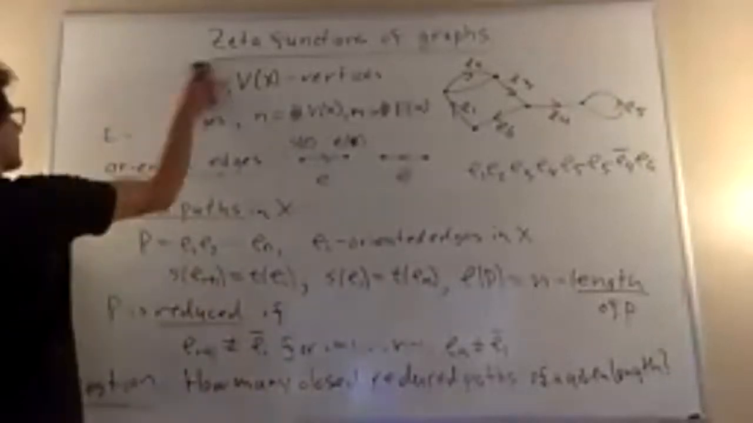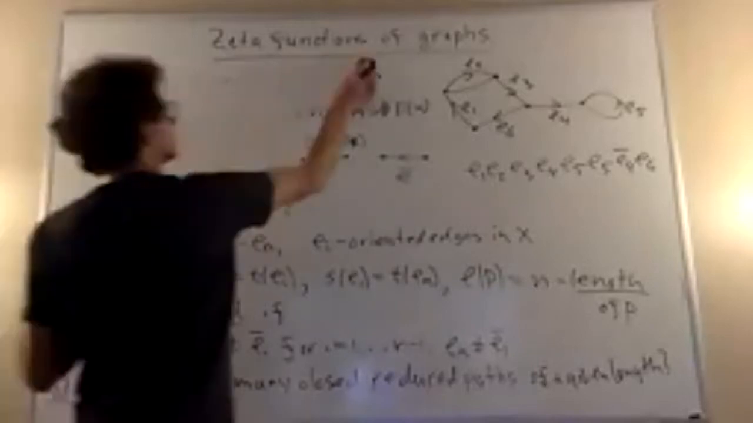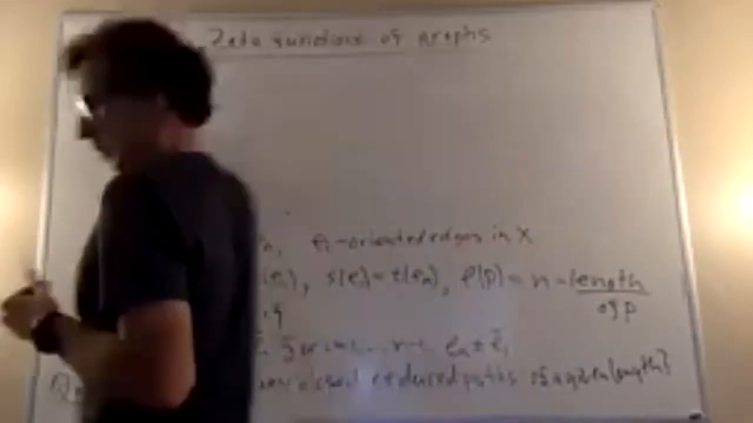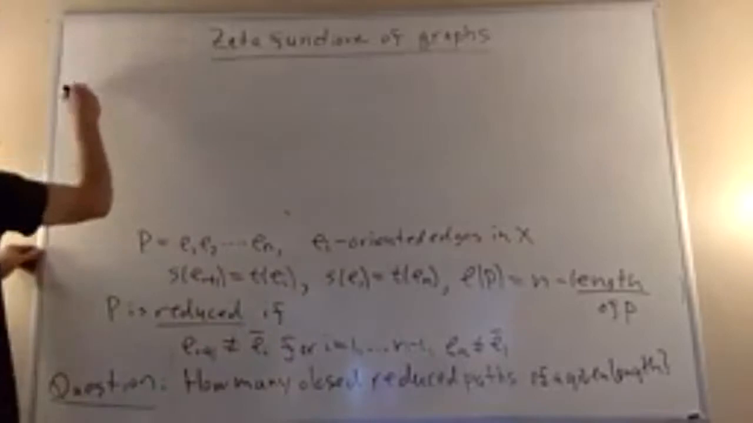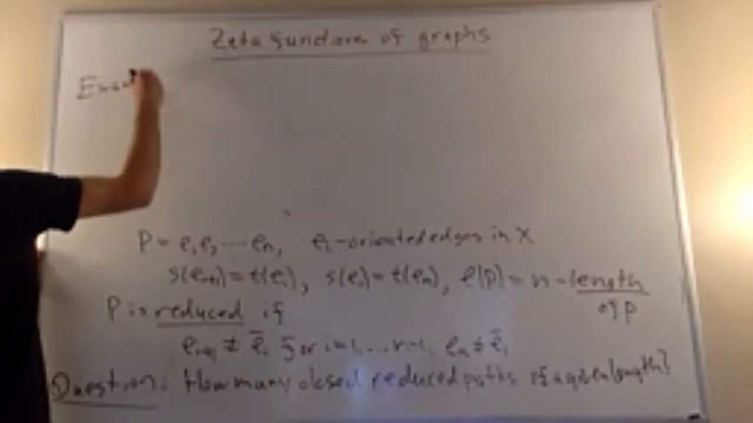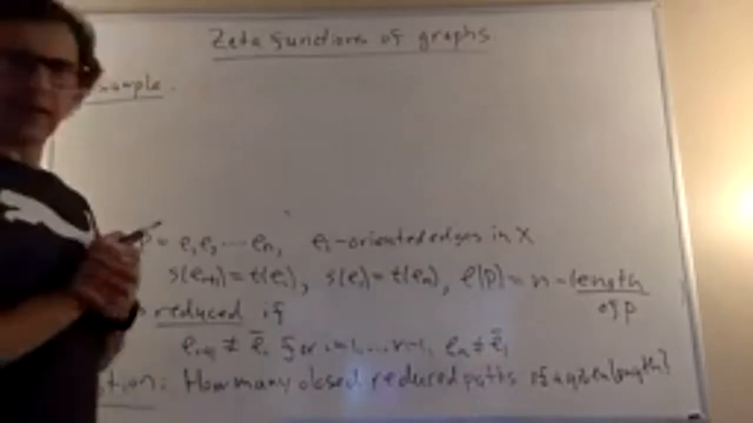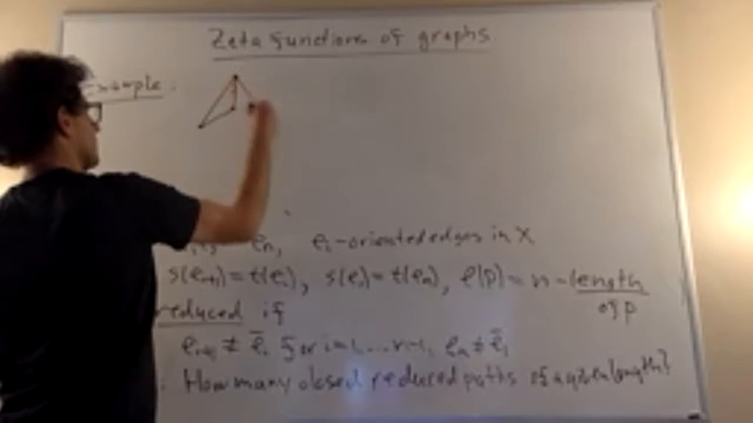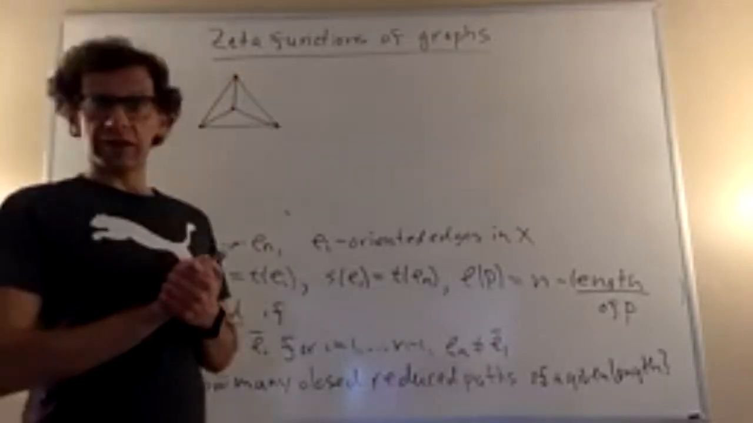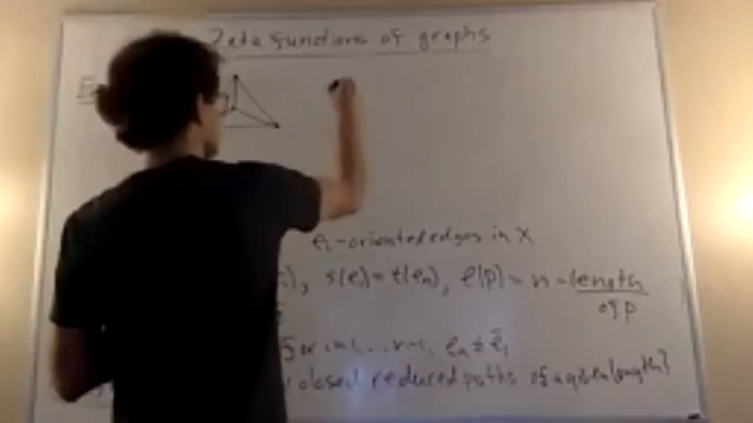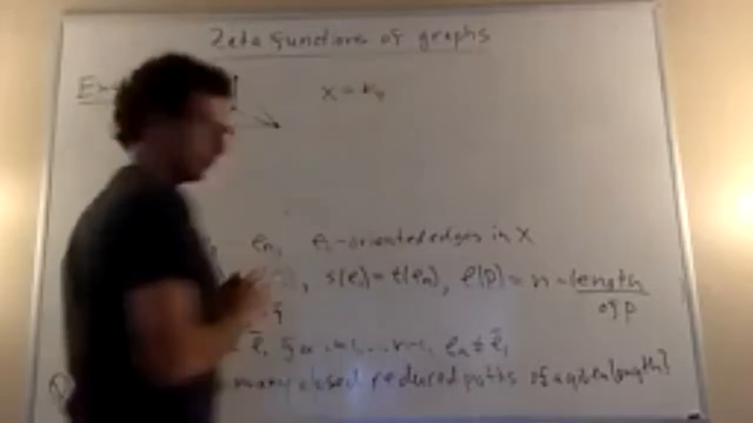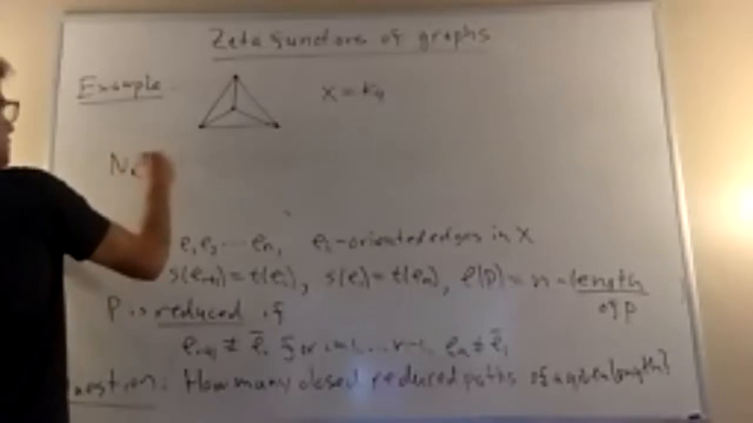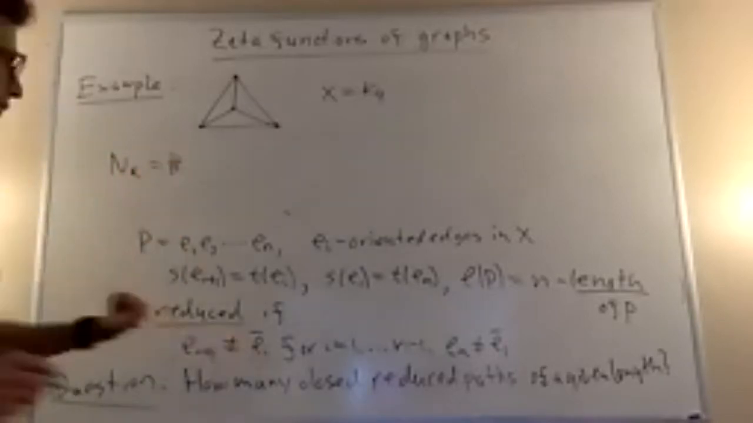So now let's talk about this. Let's just do a quick example. Let's say that the neighborhood that I live in is a tetrahedron. So this is the complete graph on 4 vertices, and it's a tetrahedron because every edge length is going to be 1. Okay, so my graph X is K4. And so I'm going to use, I don't know, NK to denote the number of closed reduced paths of length K.